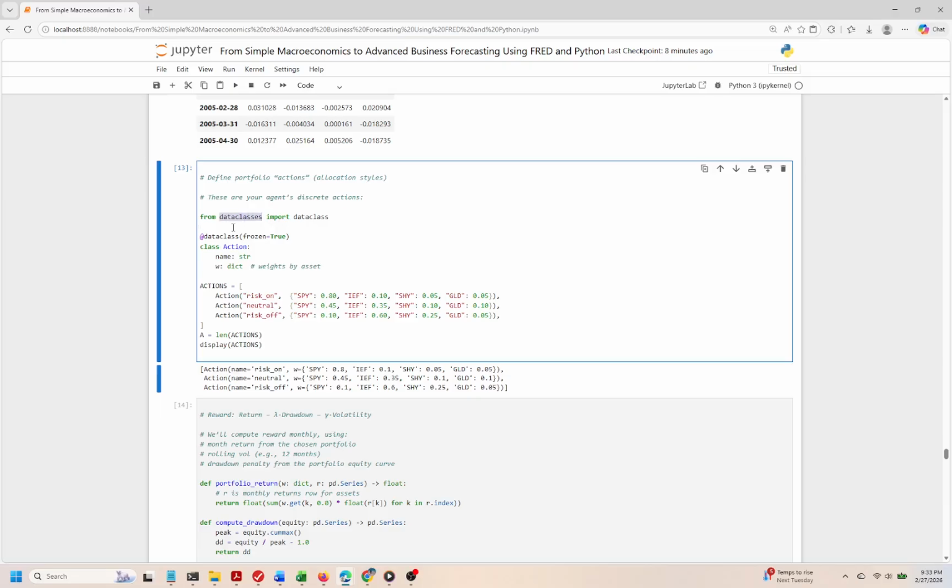The action class includes a name, which helps identify each strategy, and a dictionary called W, where the weights for each asset are specified. This dictionary indicates how much of the total portfolio is allocated to each asset, allowing for nuanced investment strategies that can adapt to changing market dynamics. Three specific actions are defined: risk on, neutral, and risk off. The risk on action emphasizes a higher allocation to equities, with 80% in the SPY asset, signaling a bullish stance on the market.